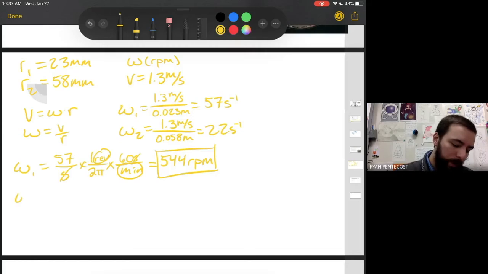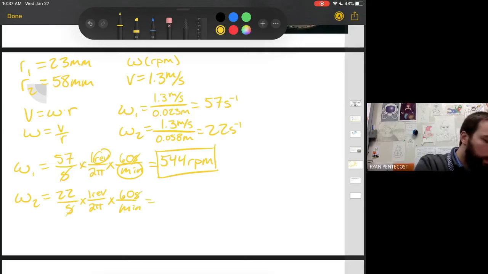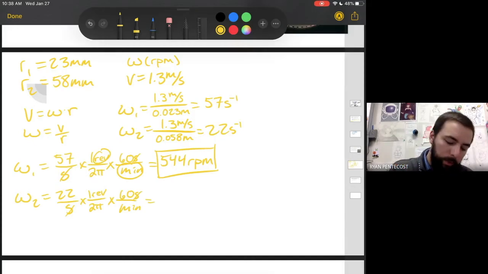For the last track on the CD, you have 22 seconds inverse. You have 1 revolution for every 2 pi radians. And then you have 60 seconds per minute. So seconds are gone. Revolutions per minute. You then get approximately 210 RPMs.